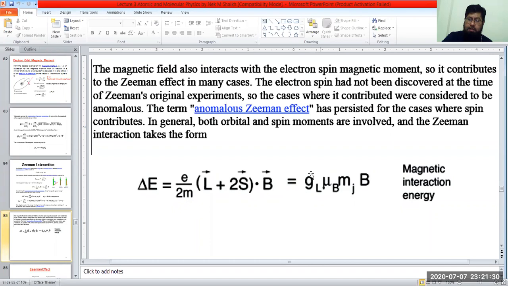This G factor we are discussing later on. So this is the delta E. This delta E is the change in energy level.